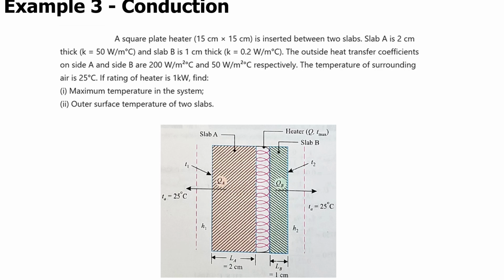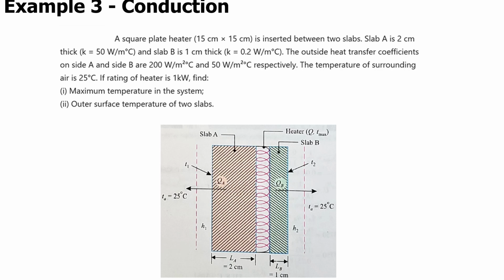Today we'll be working through example 3, which involves heat transfer through composite slabs with a heater in between. This slide illustrates the physical setup of our problem. We have two slabs, slab A and slab B, with a square plate heater inserted between them. Heat, denoted as Q, is generated by the heater and it flows outwards through both slabs.